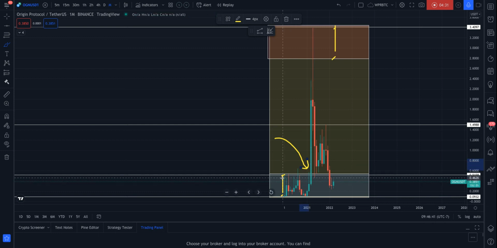So the sideways that went on from 2020 all the way to 2021, almost a year, broke out in 1 month in March with a full body grown candle. Forget about this shooting star we are having right here.